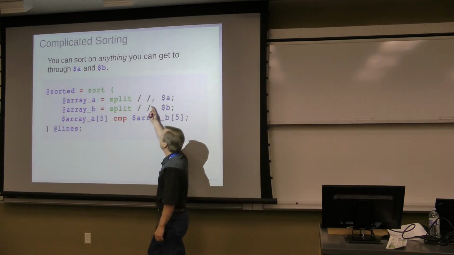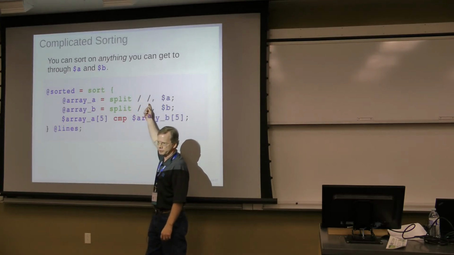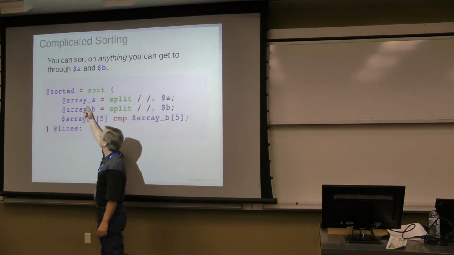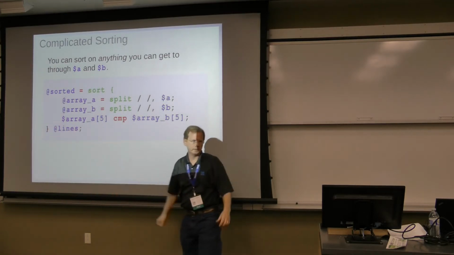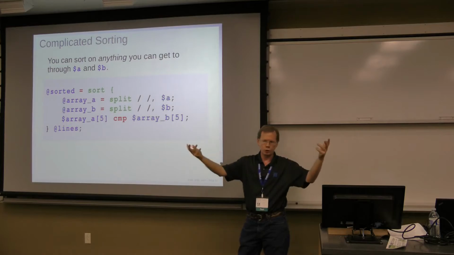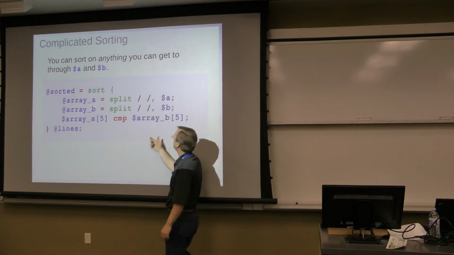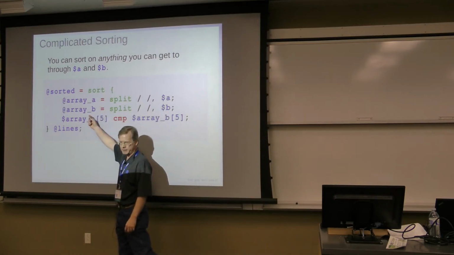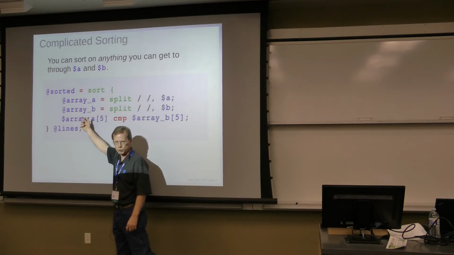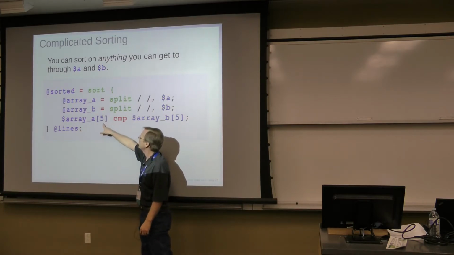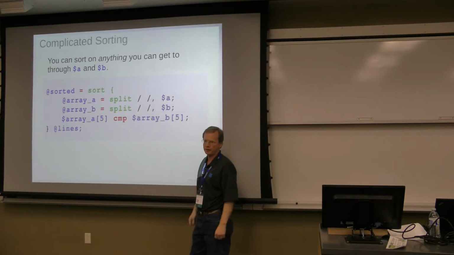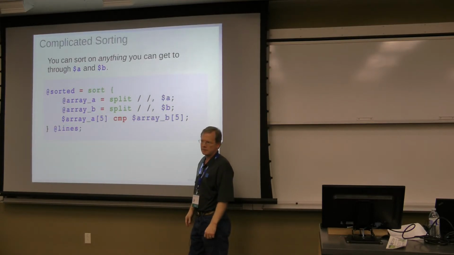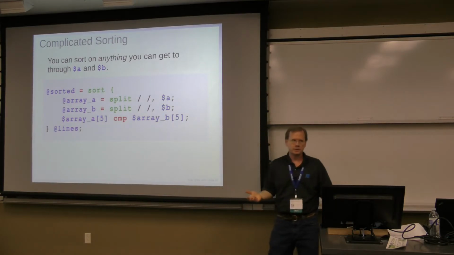So we take A, we split it on space. This gives us an array of all the things on that line. So it's essentially the words, if you want to think of it that way. We do the exact same thing with B, getting an array of all the words on that line. And then we compare, string-wise, element 5 and element 5. Anything we can get to through A and B, we can sort on.